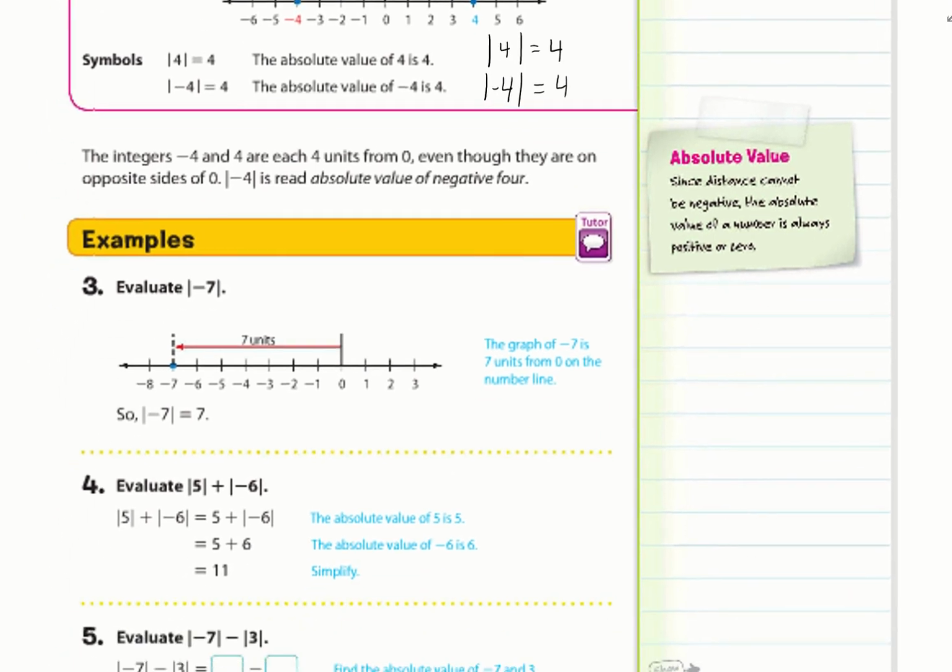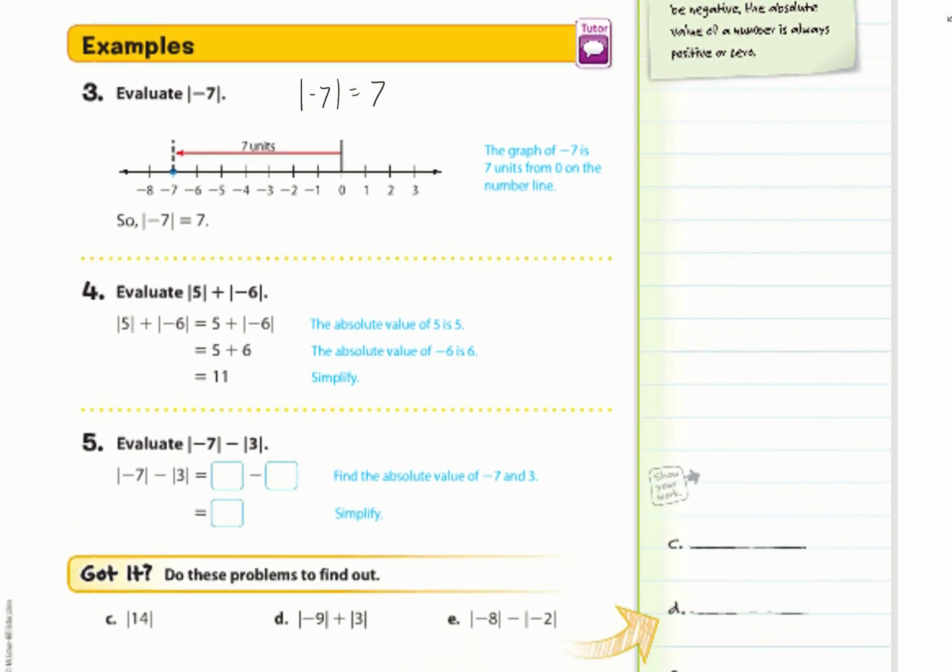So example 3, evaluate the absolute value of -7. So how far away is -7 away from 0? If you check the number line, it is 7 units away. So the absolute value of -7 is going to equal 7. And I'm pretty sure you're starting to see a pattern here. Now it wants us to evaluate, so we can actually add these. So first we have to find the absolute value of 5. And then after that, we have to find the absolute value of -6. So the absolute value of 5 is 5. The absolute value of -6 is going to be +6. So we have 5 plus 6 equals 11.